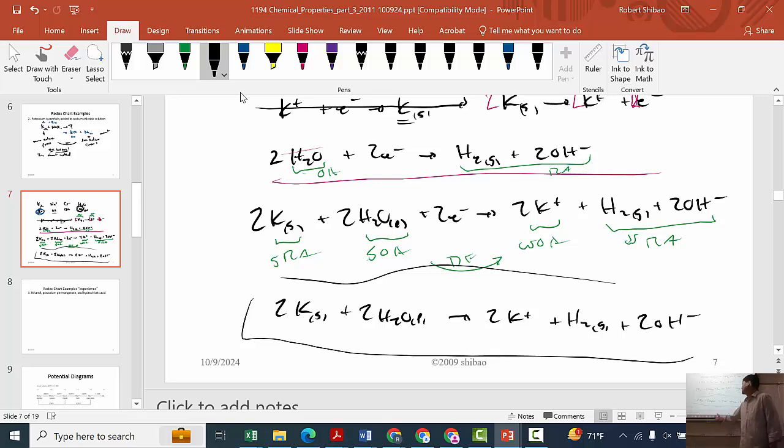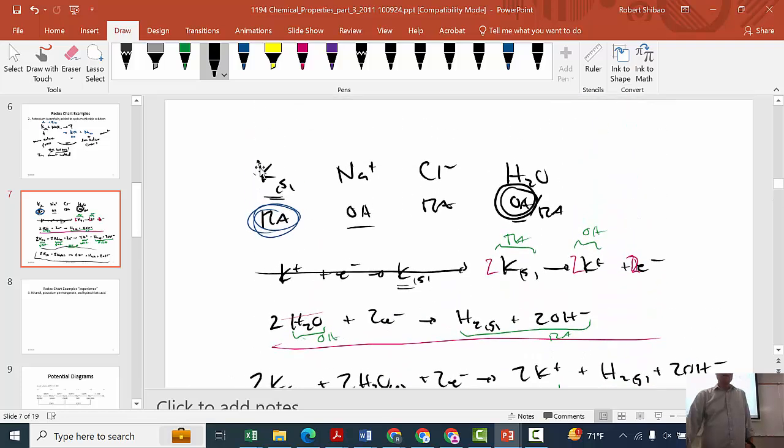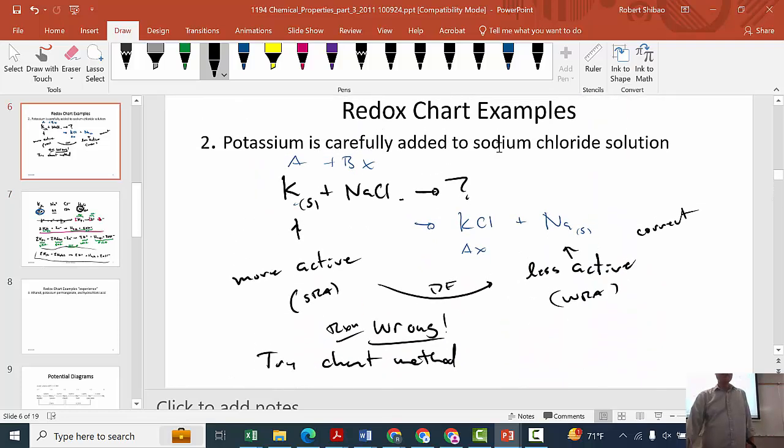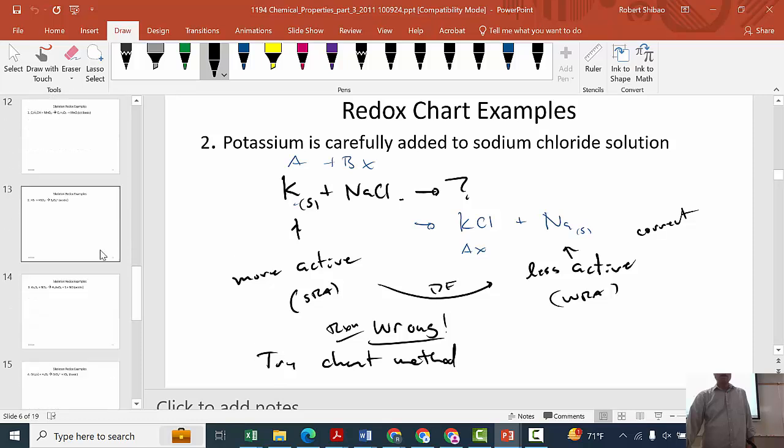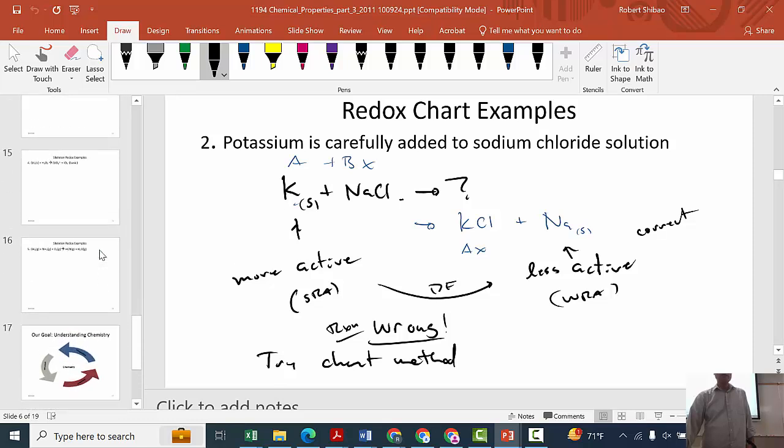Well, what happened to sodium chloride? Do you see any sodium chloride in this reaction? No. And it turns out that sodium chloride, this is a trick question, sodium chloride is a spectator in this reaction. It doesn't react. All right, sorry, just one more reaction we're going to do.